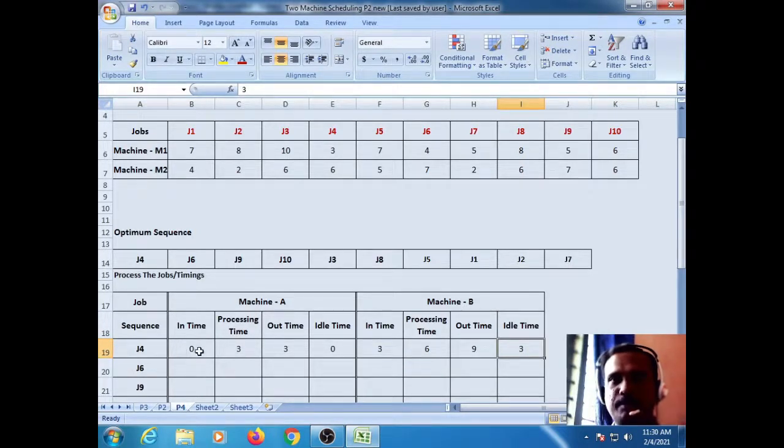Here we do not process any other job. Why do we not process any other job? Because we have to process the job on machine A, and after that only we have to process the job on machine B. That's why the machine didn't process any other work. It waited for the proper work.